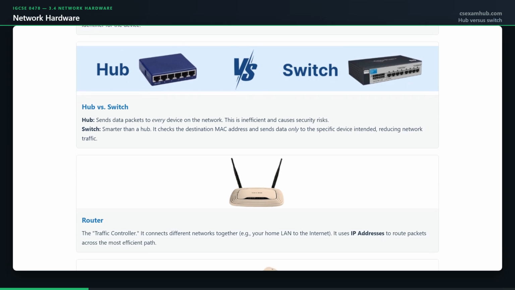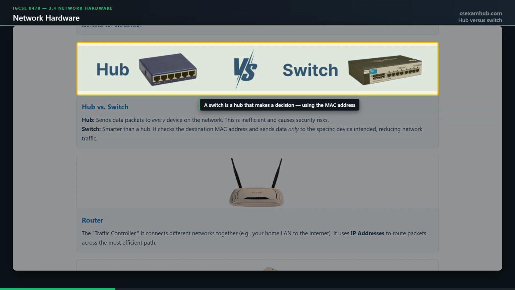Now the comparison that comes up most often, hub against switch. A hub decides nothing. When data arrives, it sends a copy to every device connected to it, and each device inspects the packet to see whether it was the intended recipient. Everything else discards it. That produces 2 problems, and questions want both. It is inefficient because the network carries a great deal of traffic that nobody wanted, and collisions become likely as the network grows. And it is insecure because every device receives a copy of data intended for someone else, which anyone can capture.